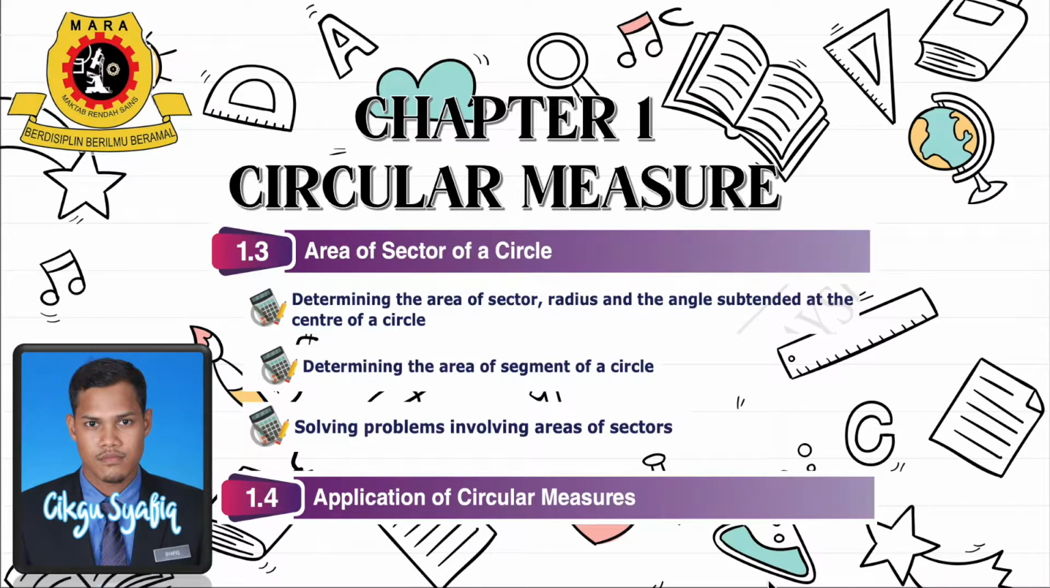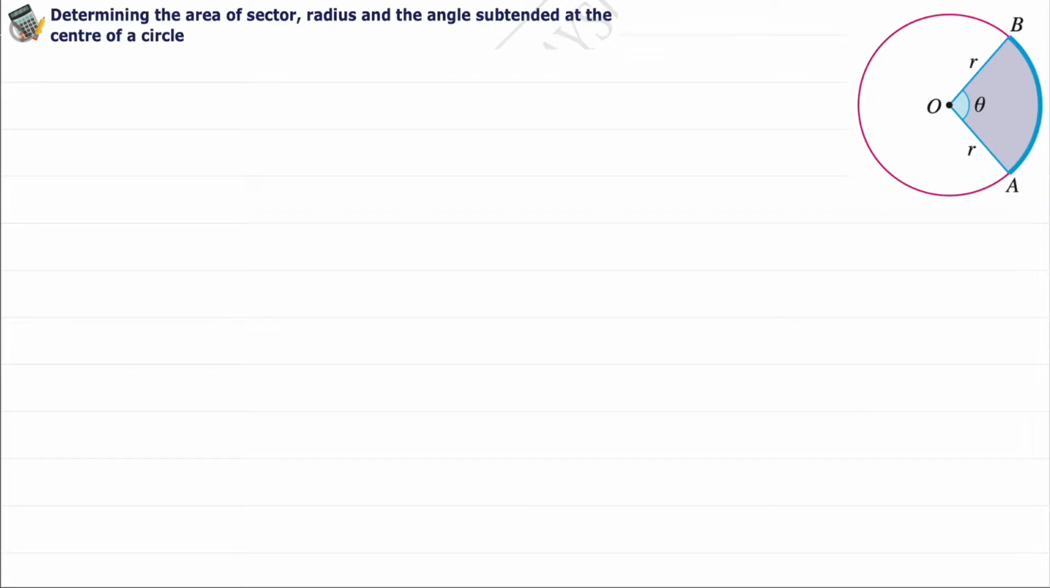And application of circular measures is actually a summary of all subtopics: radians, arc length, and also the area of sector, combined in one subtopic. So let's start with 1.3 first. We are going to derive the formula for area of a sector. Before this, we already derived the formula for arc length. So now we are going to derive the formula for area of sector.